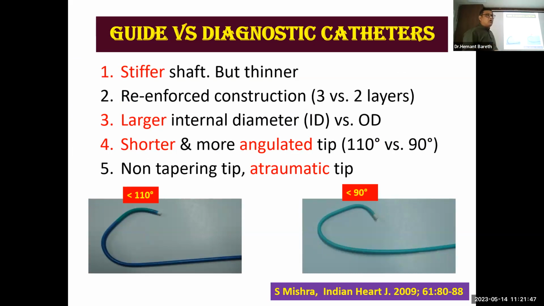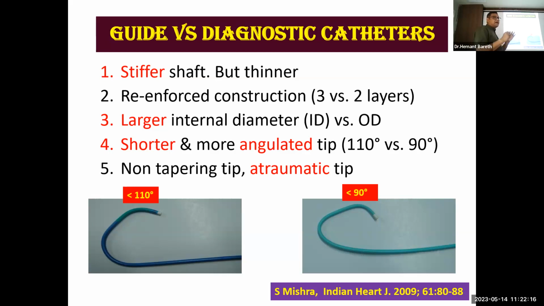Now, of course, you might want to know what is the difference between the diagnostic catheter and the guiding catheter. Can we use a diagnostic catheter for the purpose of doing PCI as well? You have to understand that there are some differences. Number one is that a diagnostic catheter is thicker and softer, but a guiding catheter is thinner but much stiffer. And why is it so?